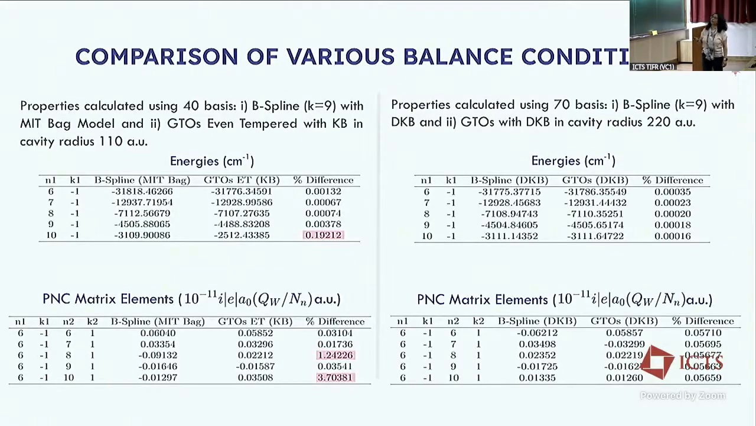So this is a comparison of various balance conditions, where I try to show that it's very important to use proper balance conditions in order to remove the discrepancy which exists in literature. For example, these are the values which were calculated using B-spline MIT bag model and GTOs even tempered, which exist in literature. And as you can see, for some states, there are discrepancies, although they are using the same Hartree-Fock method. But since they are using different techniques, their results don't agree. However, if we use proper balancing conditions, those discrepancies can be removed. So we can come to a conclusion for a debate in the scientific community.